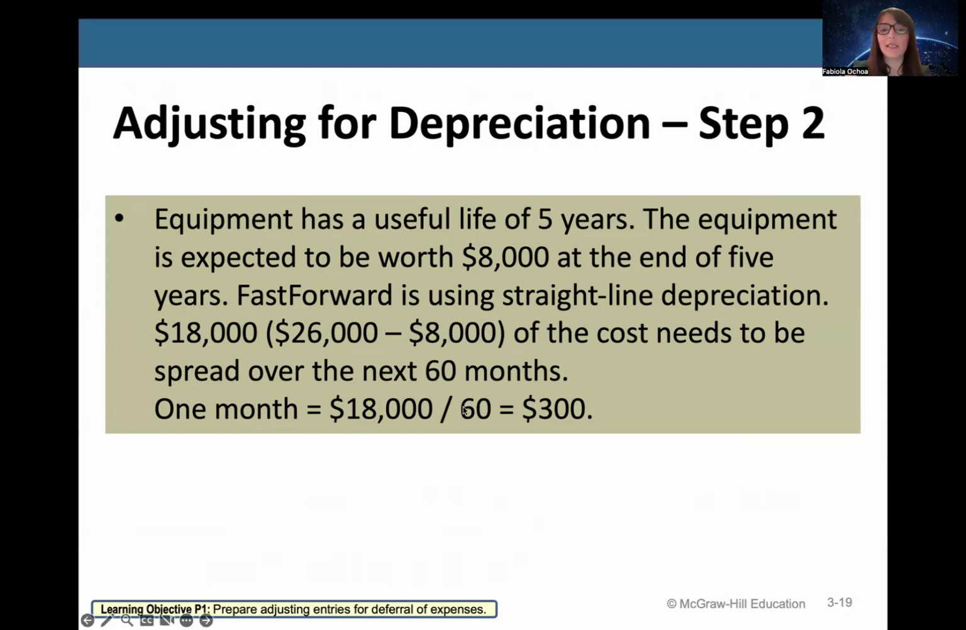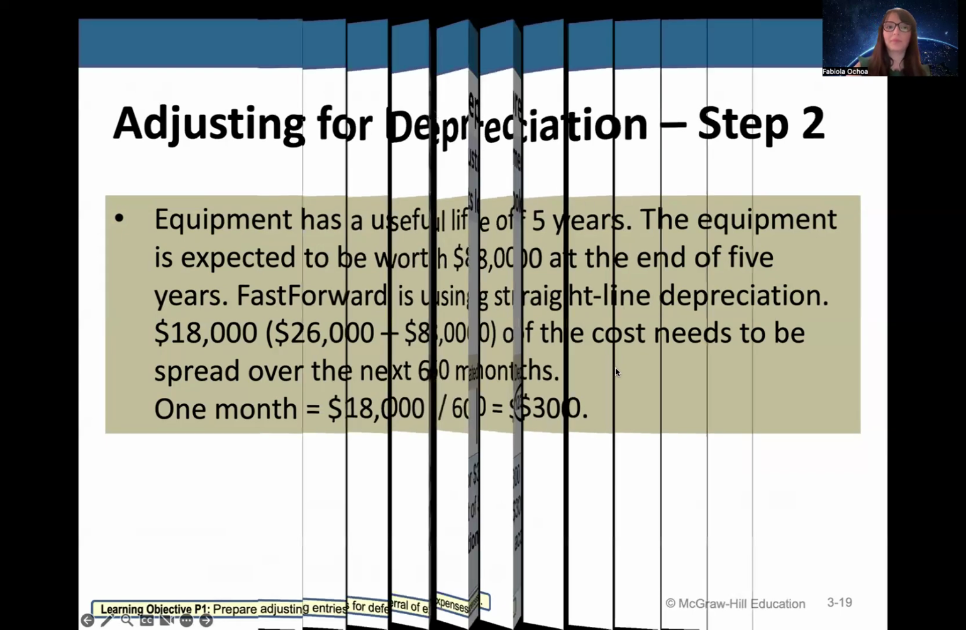Now we got 60 from the 5 years. And of course, you know that there are 12 months in a year. So it's 5 times 12 equals 60 months. This $300 is your monthly depreciation.